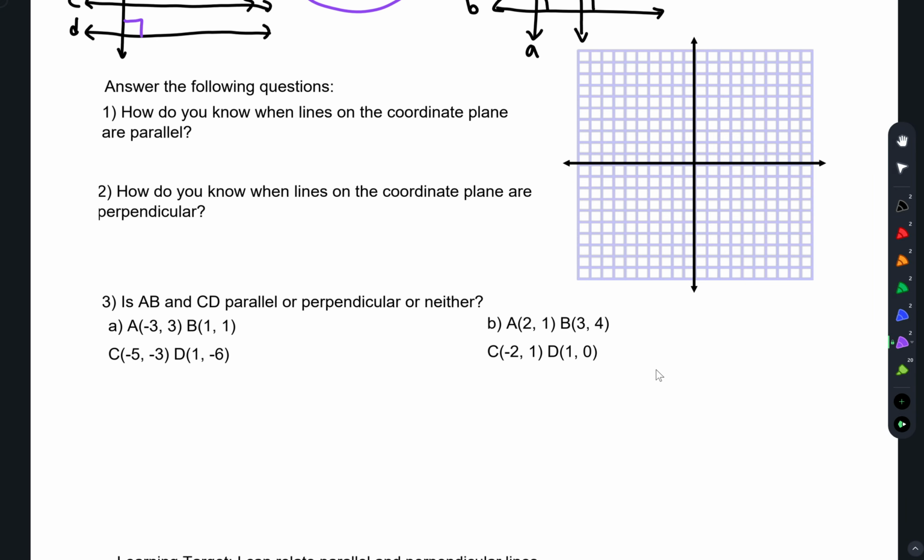Kind of a right turn. I don't know why they're in the same lesson, but that's fine. Number 1 says, how do you know when lines on a coordinate plane are parallel? Same slope, different y-intercept. Exactly. What do they look like on a graph? Do they ever cross each other? No.